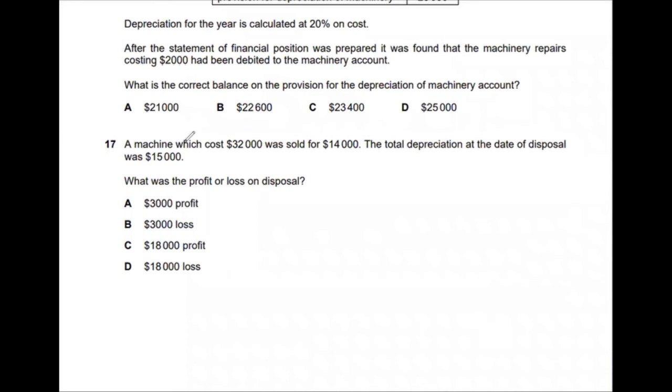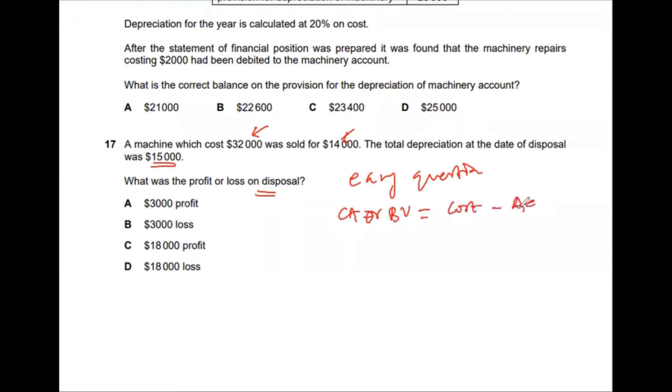Multiple choice 17. A machine which cost $32,000 was sold for $14,000. The total depreciation at the date of disposal was $15,000. What was the profit or loss on disposal? So this is an easy question. All you need to do is remember formulas. First, calculate the carrying amount, or the book value, which is just cost minus the accumulated depreciation. And then to calculate gain or loss, you would do the cash proceeds minus the book value or the carrying amount.